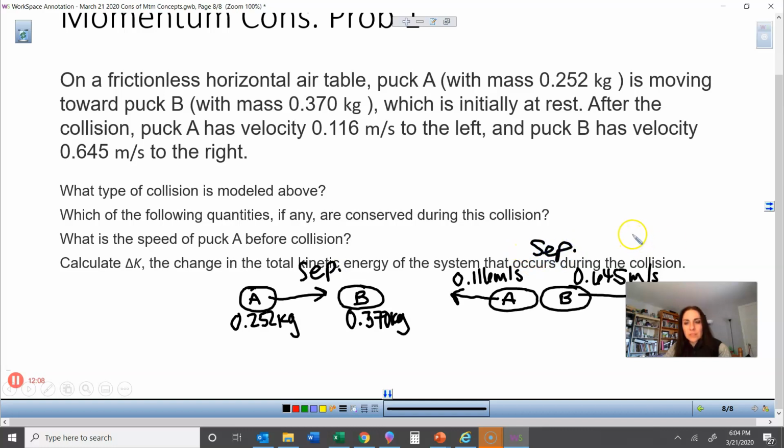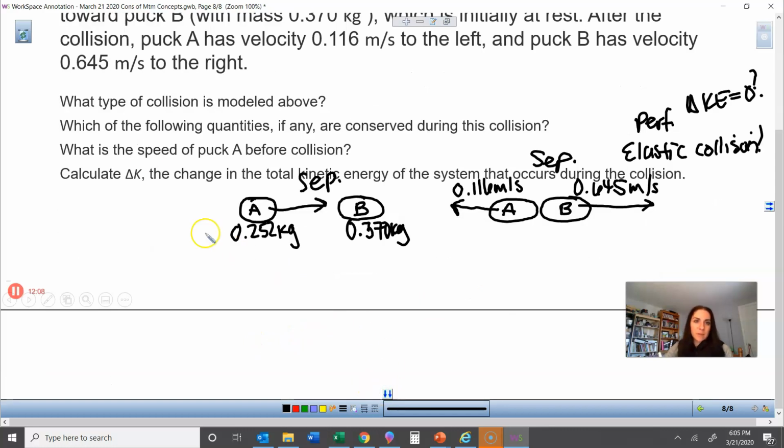So far we know that this is an elastic collision because they separate. Now, if I want to give the word perfectly, the energies have to equal 0 in the end. So we'll find out. But this is an elastic collision. It's not an inelastic collision because they're not combining, and it's not an explosion. So let's go ahead and solve it. I don't know. Well, I'll tell you this.